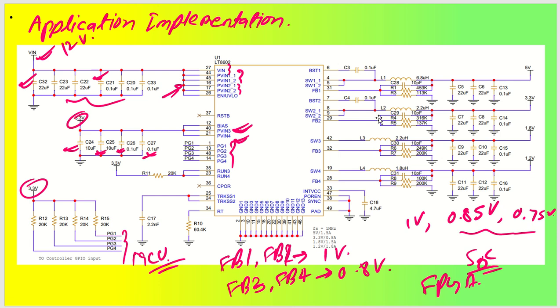Now I will open an Excel sheet and show you how we can calculate these feedback resistor values. It is here 453 kilo ohm and 113 kilo ohm for 5 volt output, and we have the inductor value of 6.8 microhenry. So these three values will be utilized for 5 volt output with 1.5 ampere rating. Let me calculate and show it to you so that you can calculate for the others as well clearly.